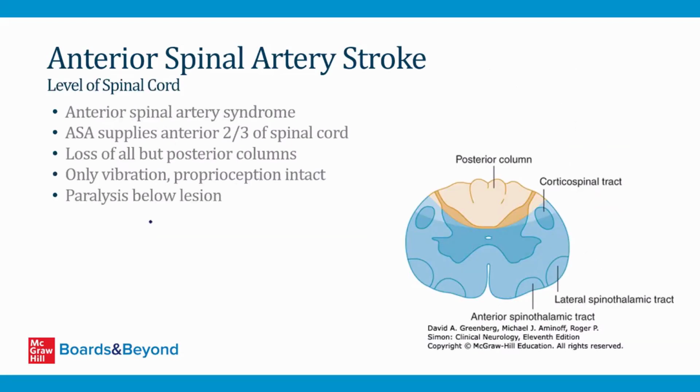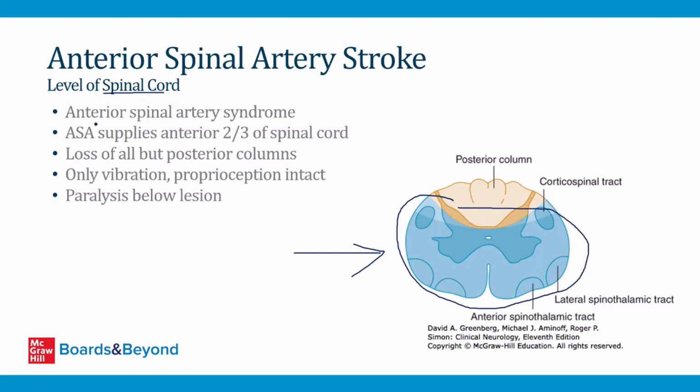If you have an anterior spinal artery stroke at the level of the spinal cord, this will lead to a spinal cord stroke. Spinal cord strokes are very rare, but they do happen. And I talk about these in more detail in the videos on the spinal cord. But basically what will happen is, if you look at a cross-section of the spinal cord right here, when you have ischemia involving the anterior spinal artery, you're going to get ischemia in this entire region of the spinal cord, shown in blue right here.